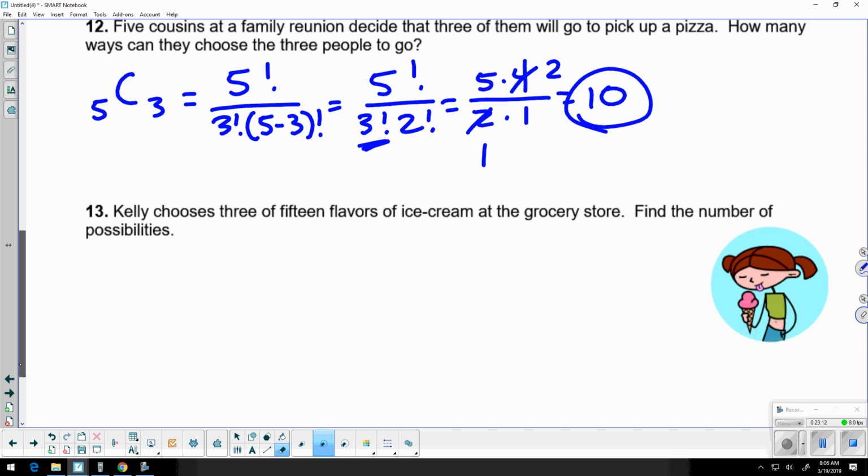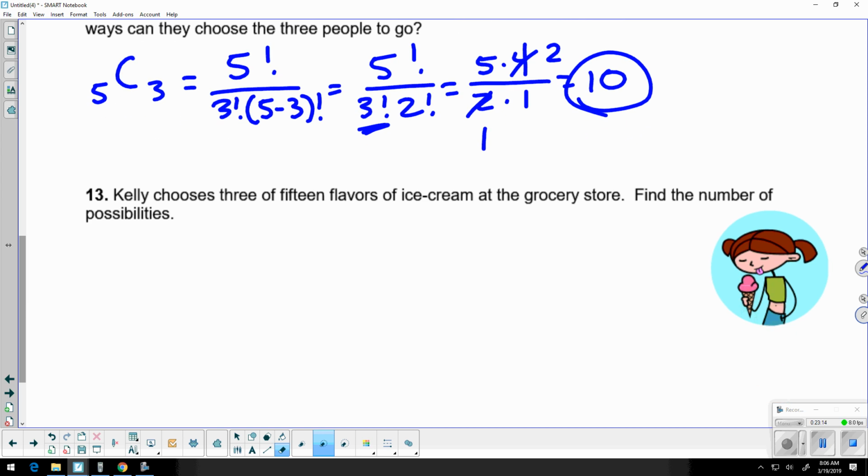All right, Kelly chooses 3 of the 15 flavors of ice cream at the grocery store, so find the number of possibilities. So there's 15 total choices, and again, she wants 3 of them. Doesn't matter which 3, doesn't have to be her 3 favorite flavors, just any 3 flavors. She's just going to snag them and then continue on her way.